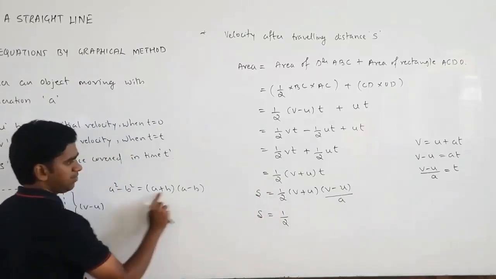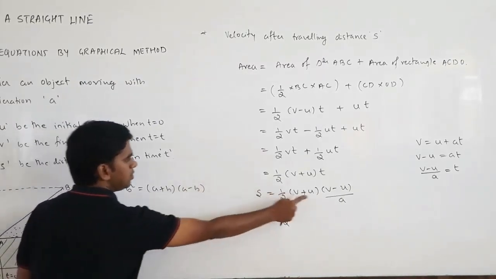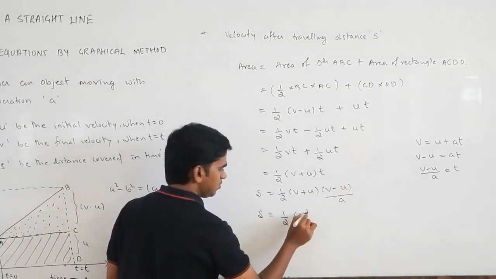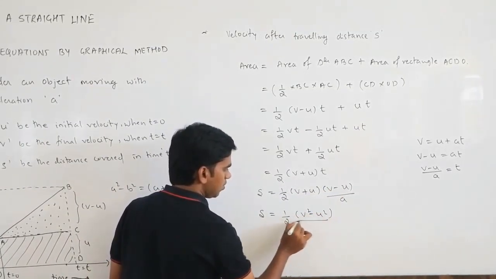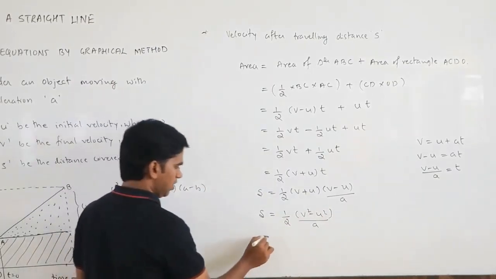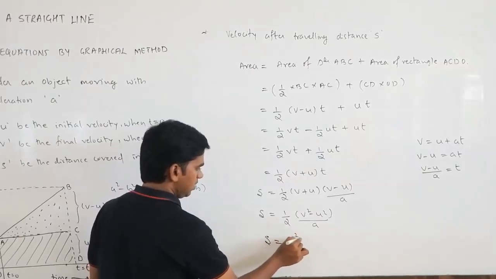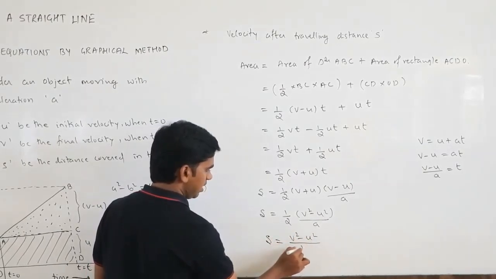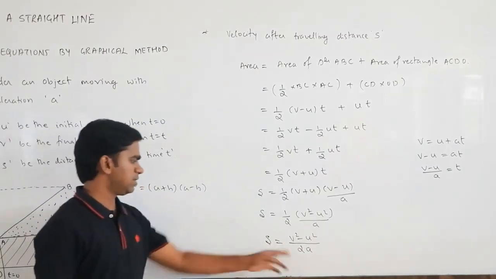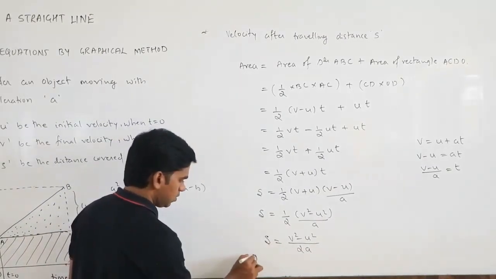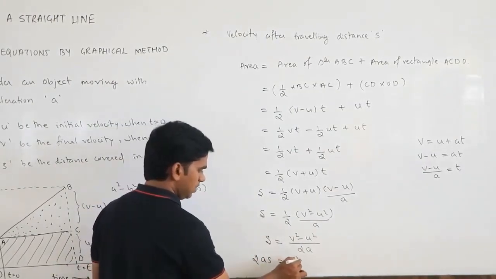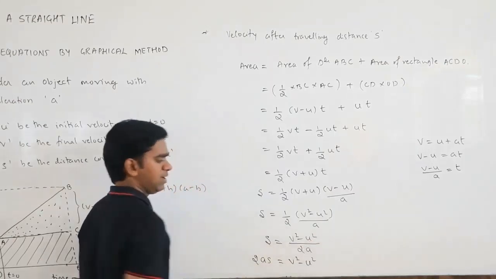In place of A, V is there. In place of B, U is there. Okay, so V plus U, V minus U, what you can write? You can write as V square minus U square whole divided by A. So what you got is S equals to V square minus U square divided by 2A. So same 2A on this side. So what remains is 2AS is equals to V square minus U square.